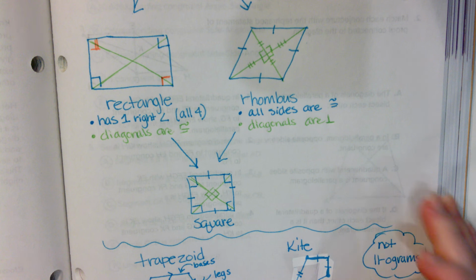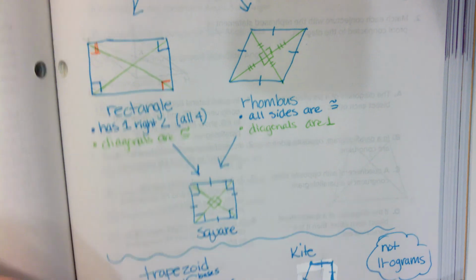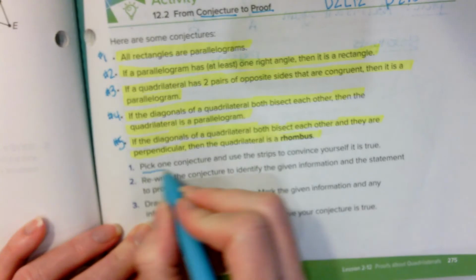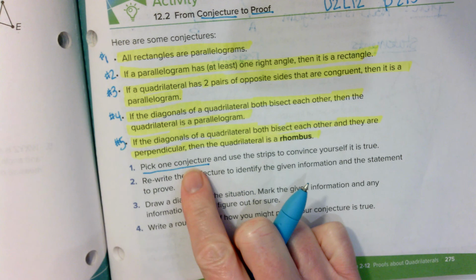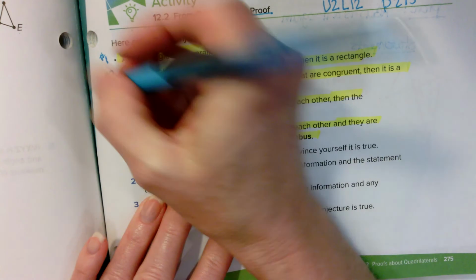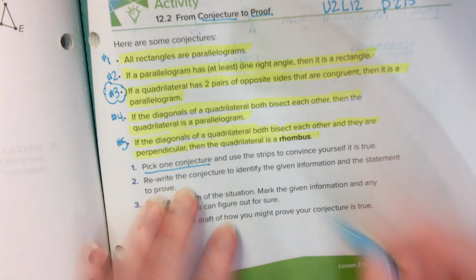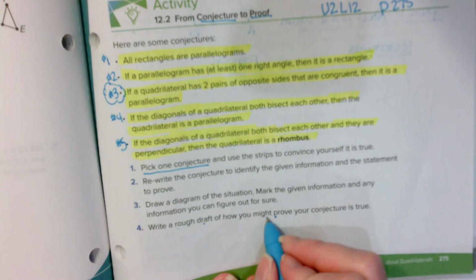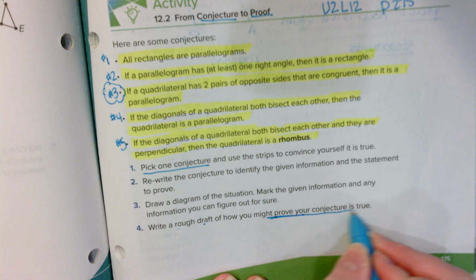So now let's go back to page 275. And we're going to pick one of these conjectures. We're going to do the third one for now because I'd like to use a new reason and a proof with you today. So we're going to pick conjecture 3, and we're going to not do a rough draft. We're going to actually do it. We're going to prove that conjecture is true.